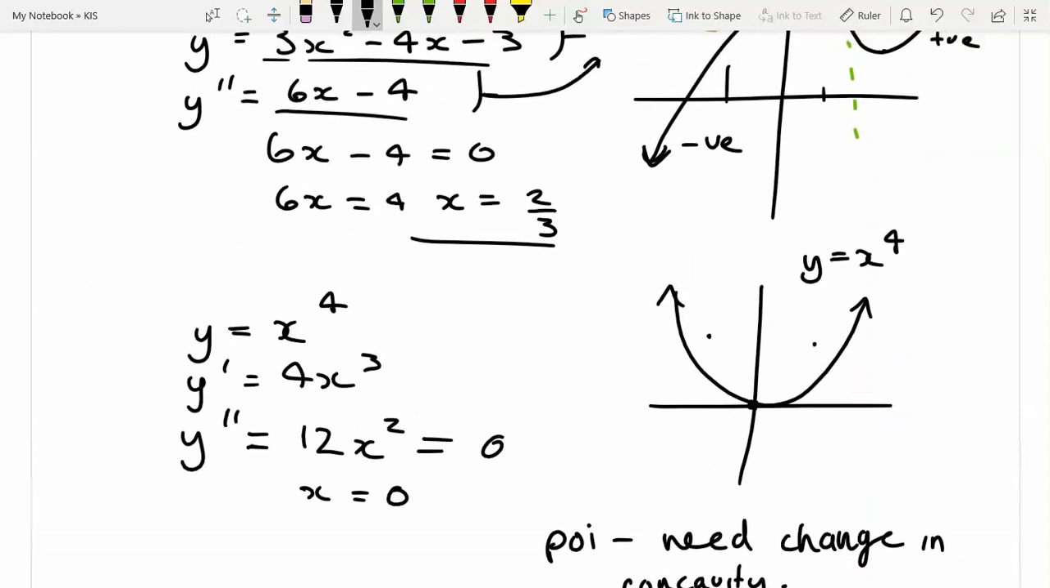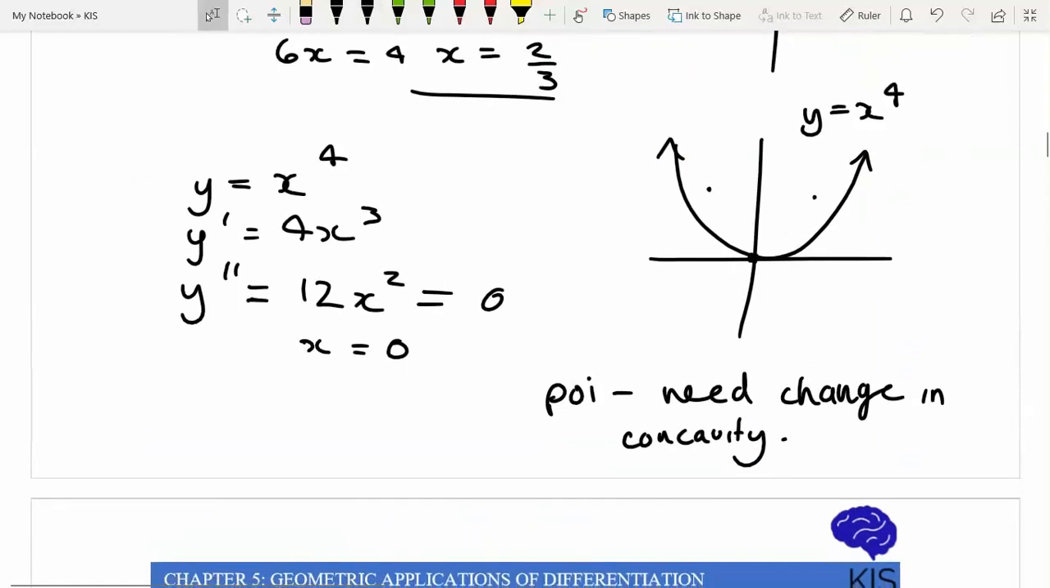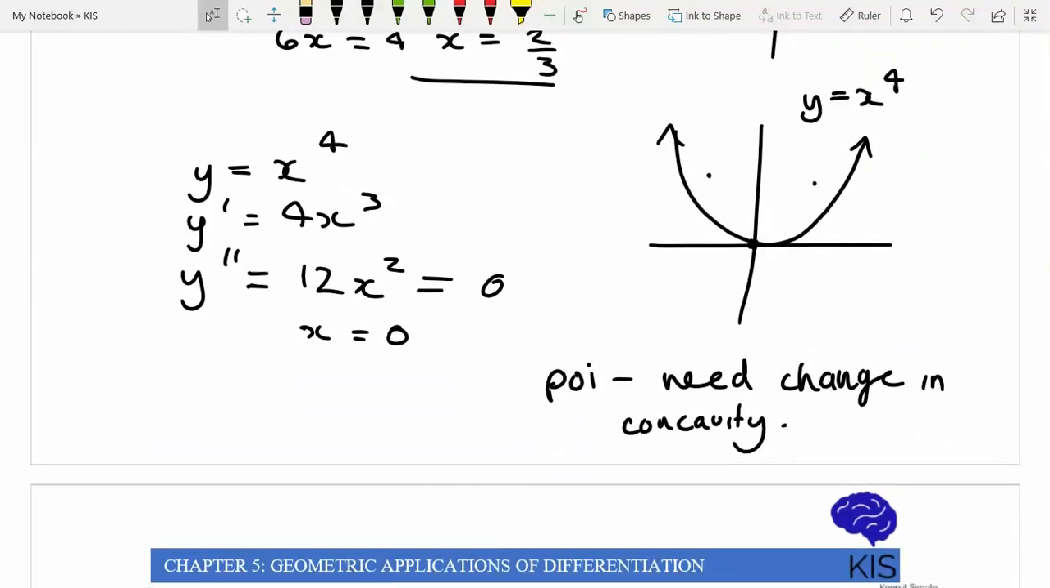And the way that we test whether something is a point of inflection or not is we can actually use a table of values for the second derivative. So what I'm going to do here is I've got my x values and I've got my y double dash values. So I've got 0, minus 1, and 1. If we put minus 1 into the second derivative, we're going to get 12 because minus 1 squared is 1 times by 12 is 12. At 0, we're going to get 0, and at 1, we're also going to get 12. So we have positive, 0, and then positive. And that's not a change in concavity. That's the same concavity.